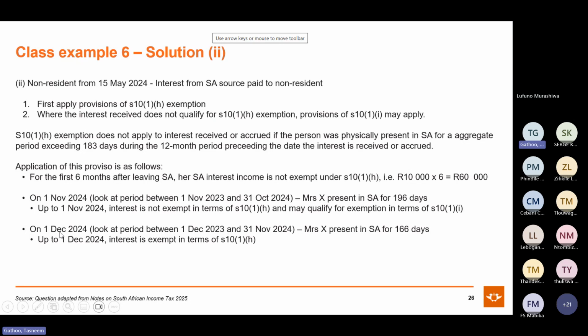Then we look at the next month. From the 1st of December, so again, we look at the 12-month period preceding the 1st of December. So you look at the period between the 1st of December 2023 and the 31st of November 2024. And in that time, Mrs. X was present in South Africa for 166 days. 166 days is not a period exceeding 183 days. Therefore, from 1 December, her interest is exempt in terms of Section 101H.